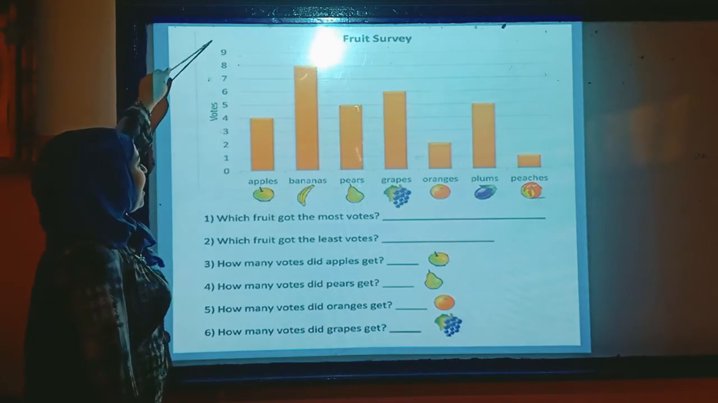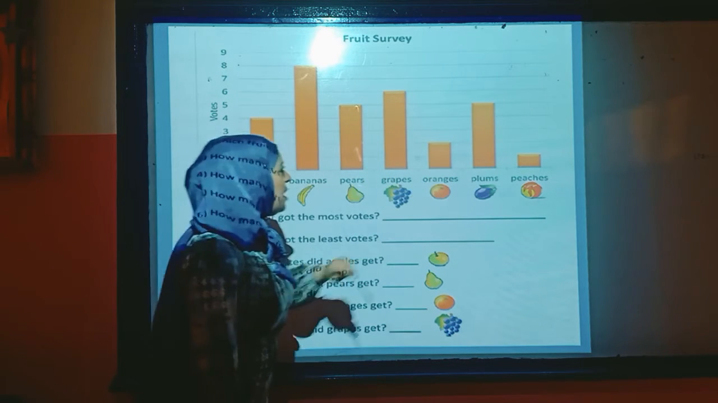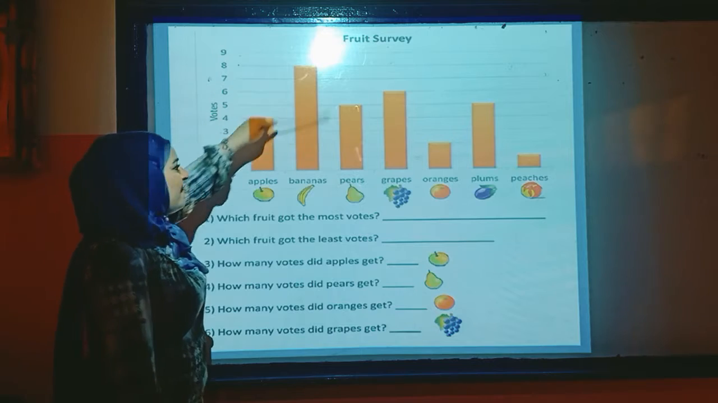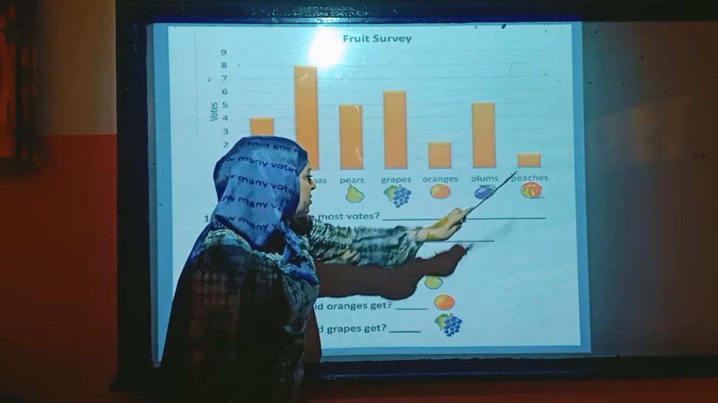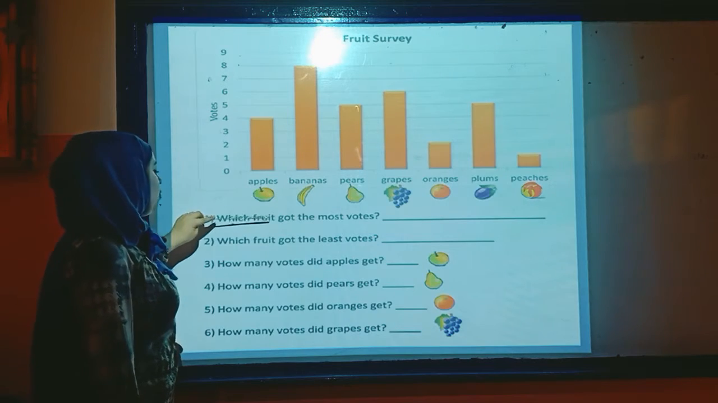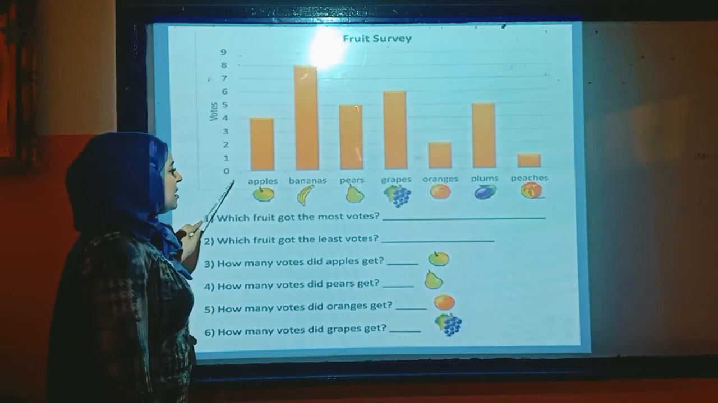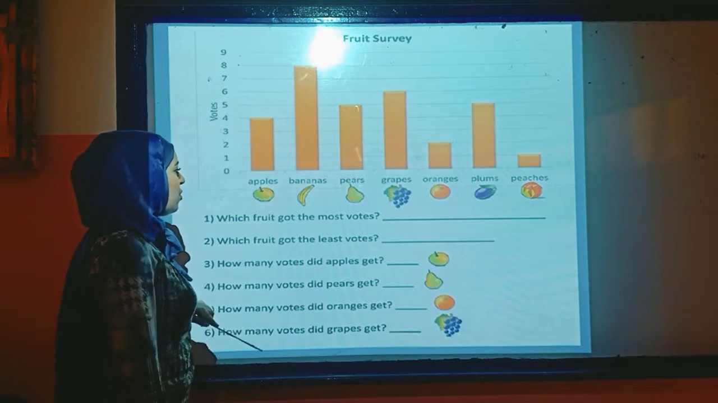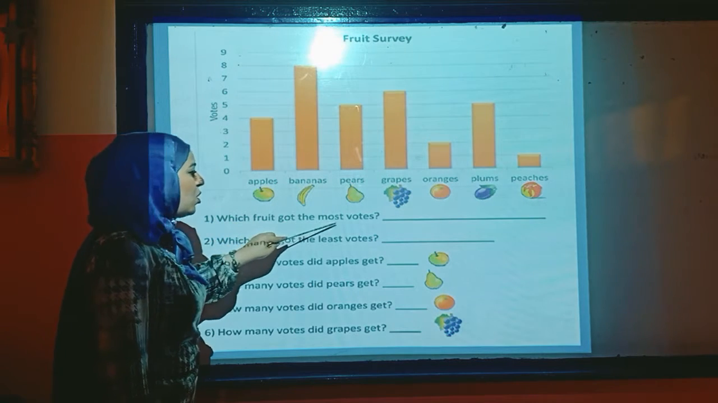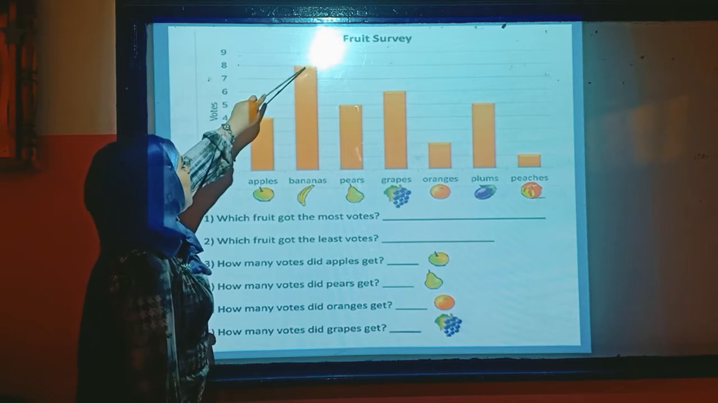Okay, I have horizontal, vertical, and horizontal graph. So I have points and some fruits and some questions. The first one, which fruit? When he says to me, which fruit? He asked me about the name of the fruit and what the most food is. What about the most food? The greatest number of it.